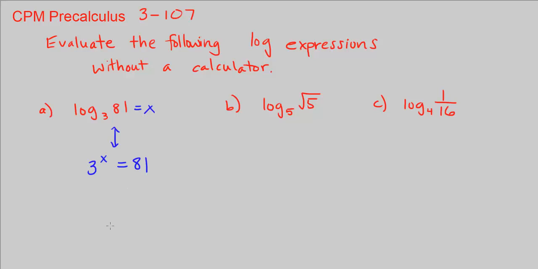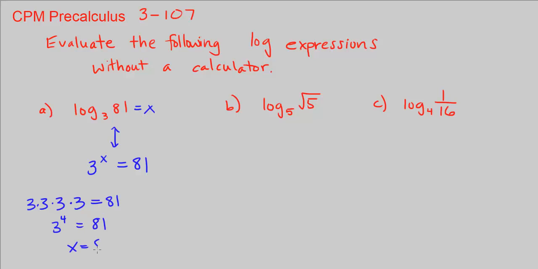So now this is just a little bit of checking. Well, how many times do you have to multiply 3 by itself to get 81? 3 times 3 we know is 9. Times 3 again, 9 times 3 is 27. Times 3 again equals 81. So 4 3's, 3 to the 4 is equal to 81.